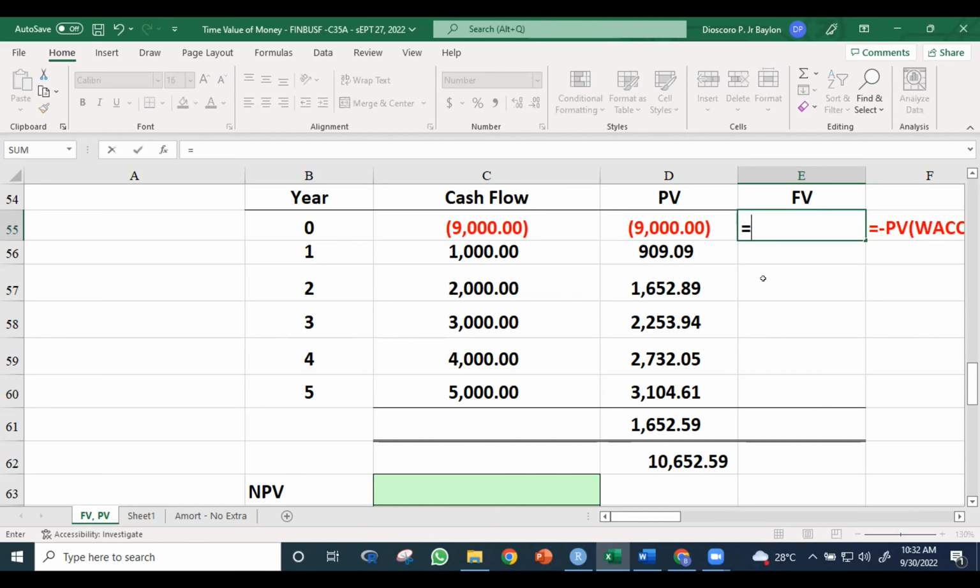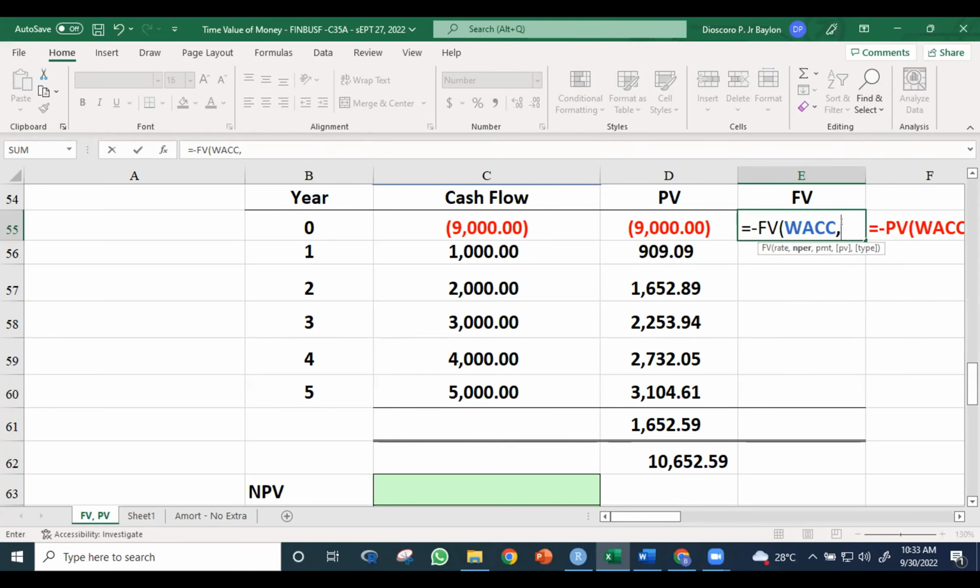So let me see. I'll also put here negative FV. All right, what's our rate? Our rate is the WACC, comma, NPER. All right, NPER. So how many years is this from year 5? So it should be 5, right? From 0 to 5, that's 5 periods.